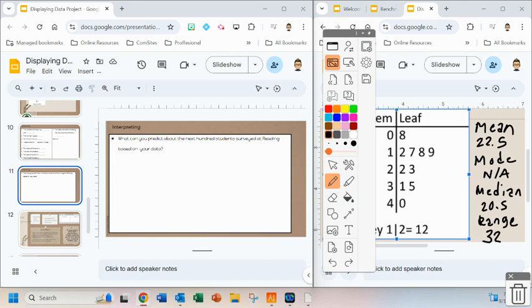Right, so let's talk about if they ask you to predict the next, how many students, in this case, 100 students being surveyed at Reading based on your data. What I would usually say to do is find the percent and say, hey, this percent of people should get this.